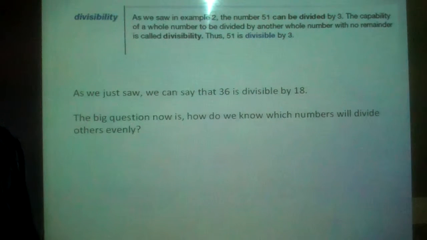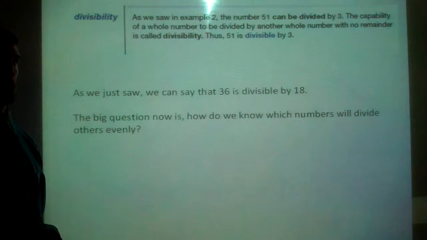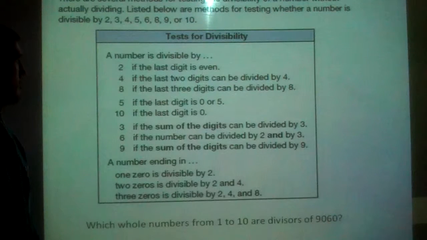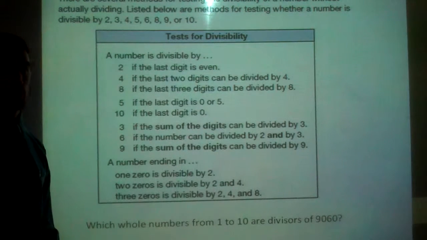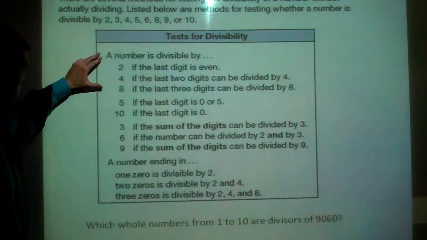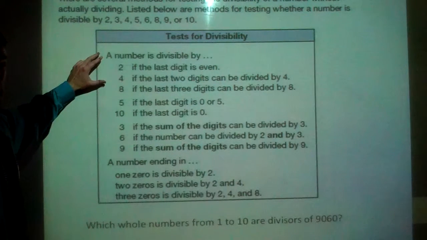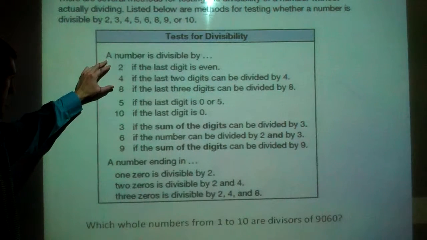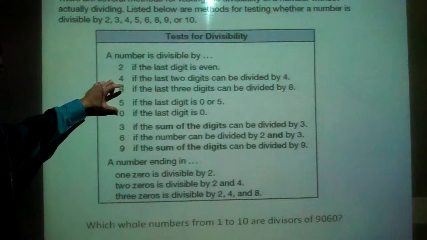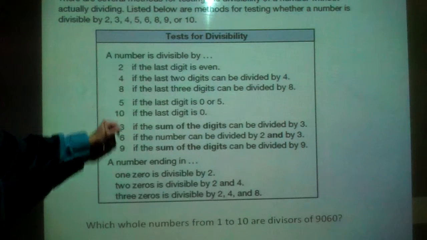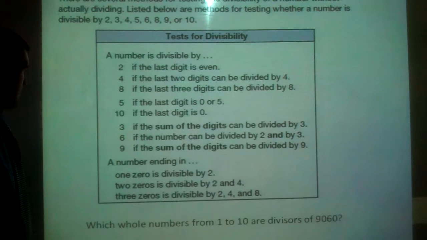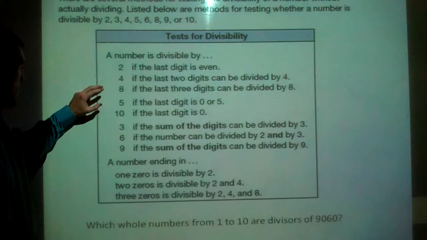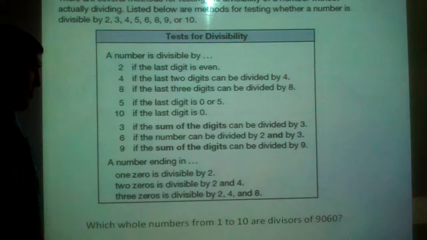So our big question is, how do we know which numbers will divide other numbers evenly? And we have a chart to go by. It's a test for divisibility chart. This is in their book, and you can test all these numbers on any other number to see the single digit divisors up to 10. So I guess 10 is not a single digit, but we got 1 through 10 rules that we can use. The only one missing up here is 7. So 7 would have to be checked on its own.